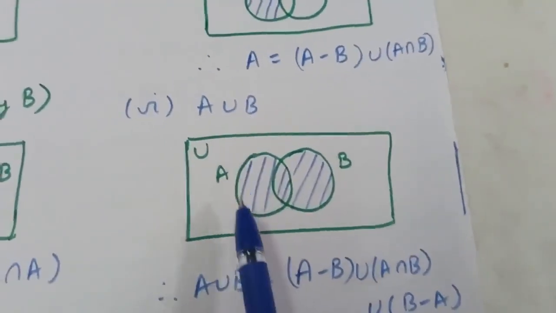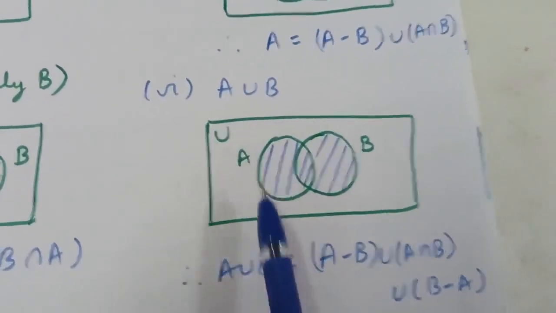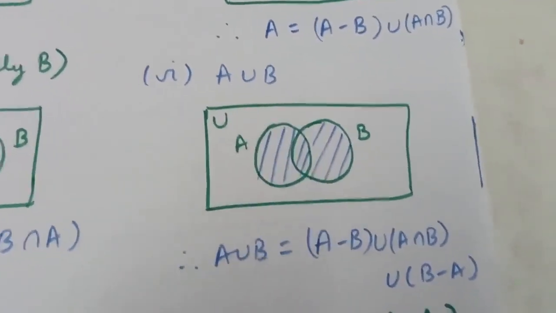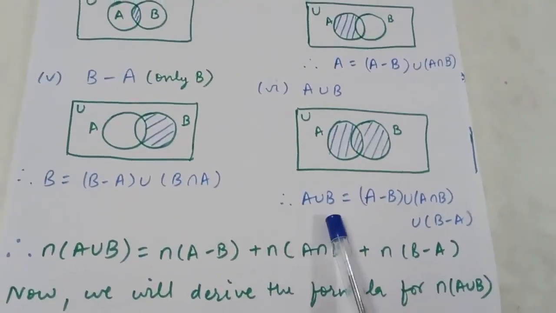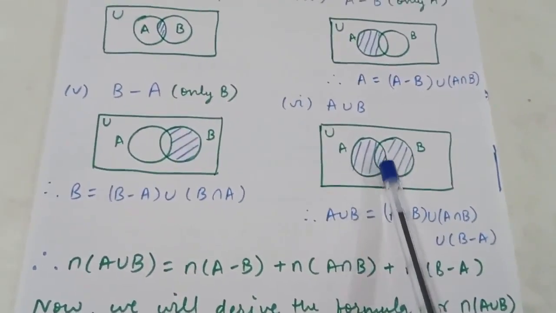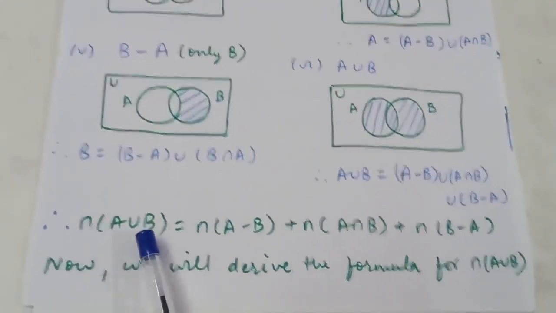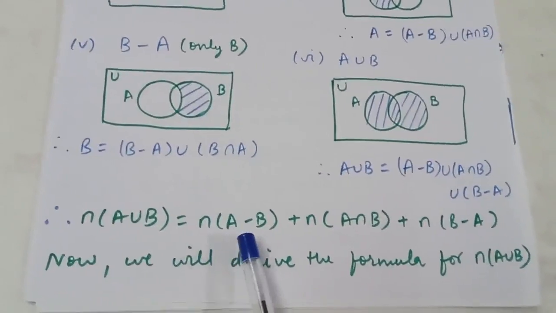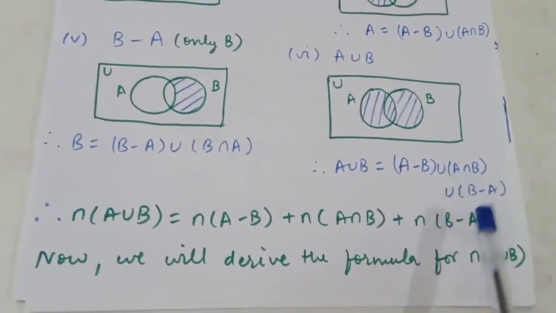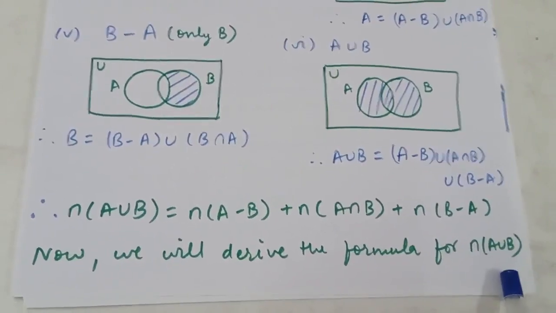Next comes A union B. If this is the universal set, A set and B set, then union of A and B will include all the elements of A and all the elements of B. So this shaded portion is our A union B. And so the set A union B is A minus B, this part, union A intersection B, and union this part B minus A. So we can say number of elements in A union B is nothing but number of elements in A minus B plus number of elements in A intersection B plus number of elements in B minus A. Now we will derive the formula to find the number of elements in A union B, right?